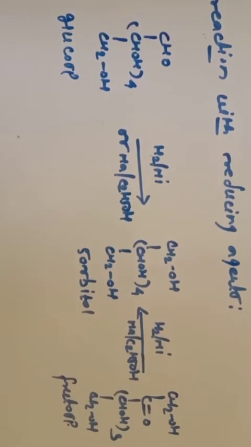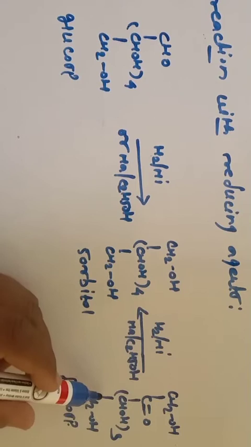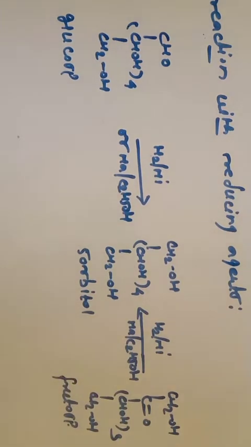In this case, the aldehyde group of glucose is converted into the primary alcoholic group, that is CH2OH. And if you see the same reaction with fructose, this is your fructose molecule. This fructose again reacts with a reducing agent, H2 in presence of nickel, and sodium in presence of ethanol. It will give sorbitol. This is your sorbitol.